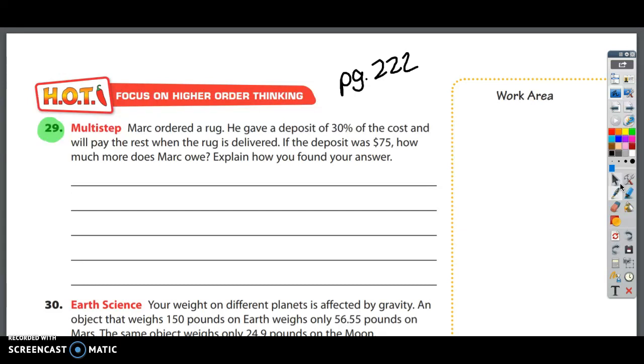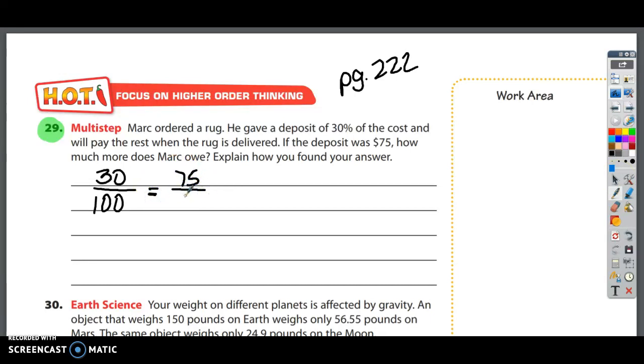All right, so what we know is 30% means 30 hundredths. So I'm going to start by writing that. 30% means 30 hundredths. And he paid 75. So is 75 the cost of the rug? It's not, and we know that for a couple of different reasons. One, it says he's going to pay the rest when the rug is delivered. So if we don't know the cost of the rug, then what we do know is that it's not the whole. It's the part. So 75 is the part.